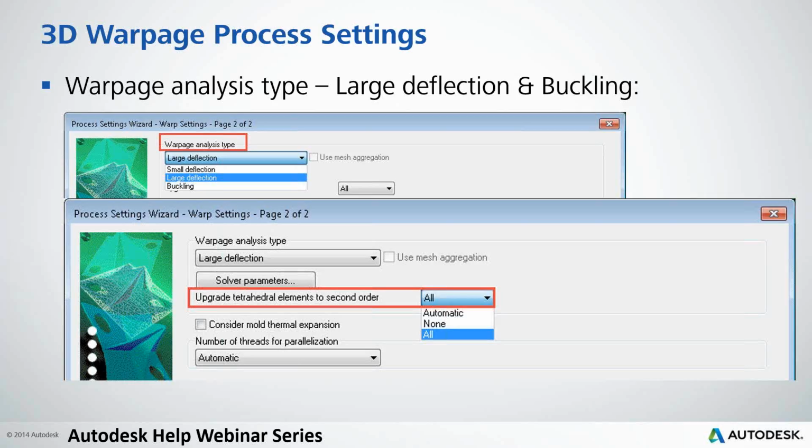Lastly, you have none, and you'll want to use this if the part contains thin-walled areas, but you do not want second order elements to be used, either because you want the analysis to run as fast as possible, regardless of the loss in accuracy, or a previously attempted analysis using the automatic setting on a very large model failed due to insufficient system resources.